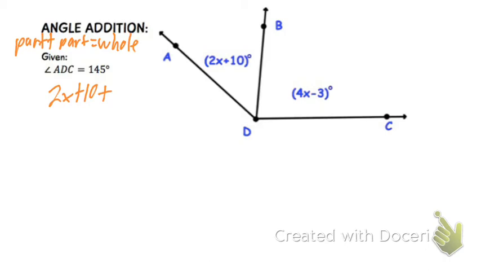Seth, 2x plus 10 plus what? 4x minus 3. And that equals what? 145. Because we're told angle ADC is 145. You add the two parts to get the whole. Questions on the setup? Is this pretty similar to our segment addition from earlier? I think so, just we're doing angles now.